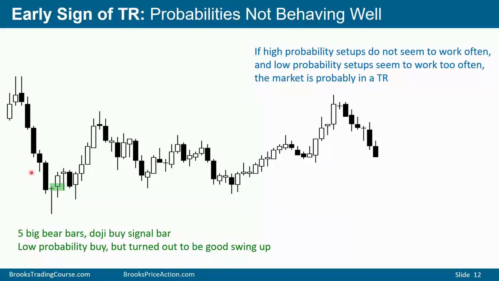Five consecutive bear bars and a doji bar, you think, well, that's a bad looking buy. Well, it's a trading range. You don't know that at this moment, but if ever you see bad looking buy signals lead to profitable trades or bad looking sell signals lead to profitable trades, then you're having low probability trades working pretty well. You have to assume that the market's probably in a trading range. The same right there, 4 consecutive bull bars, yet we had a swing down lasting more than 20 bars.